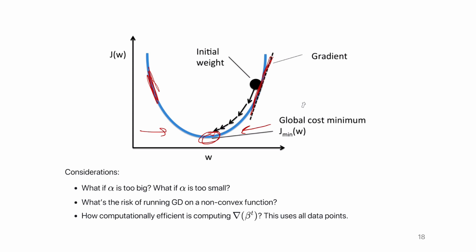Yes? In that notation, is the L implicit? Yeah, it's a typo. So this should be L of beta t. Gradient. Yeah, sorry about that. And then this is the derivative. Yeah, this is the derivative sign. We're taking the derivative with respect to beta.